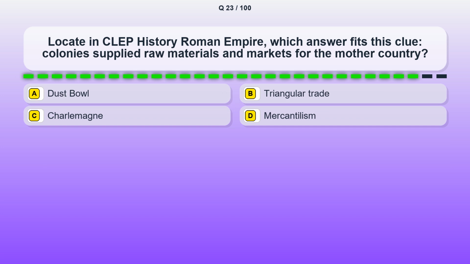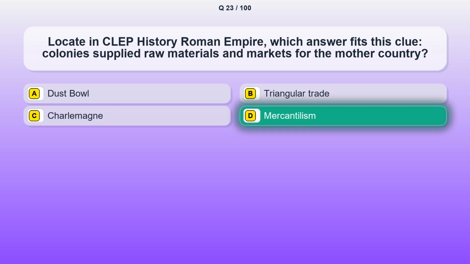Question 23. Locate in CLEP History Roman Empire, which answer fits this clue? Colonies supplied raw materials and markets for the mother country? Option A, Dust Bowl. Option B, Triangular trade. Option C, Charlemagne. Option D, Mercantilism.